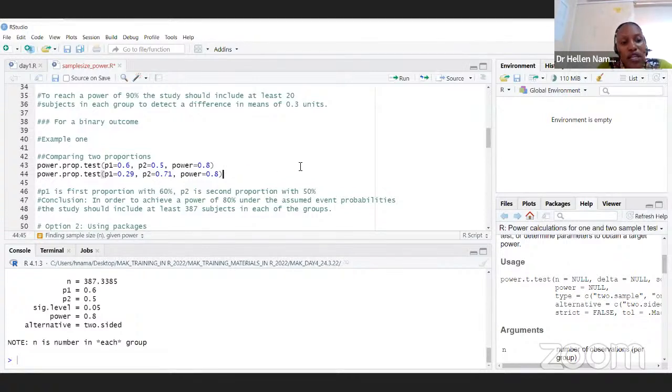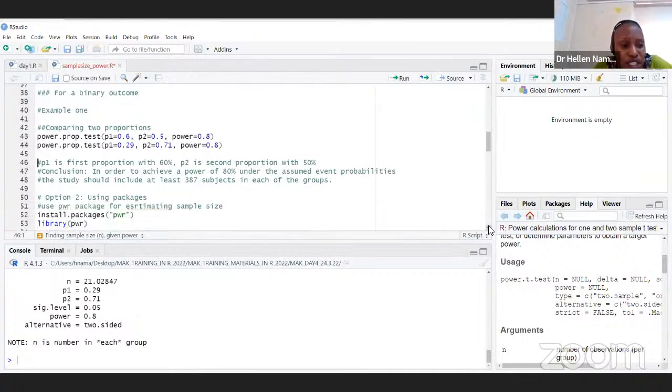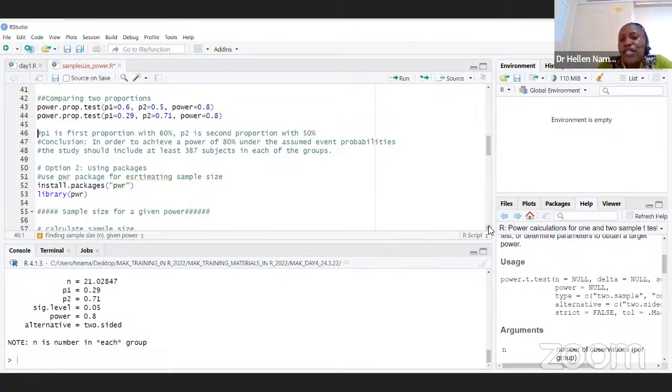And then what about in case I run the second line, what is going to happen? It implies that if group 1 is 0.29, and then group 2 is 0.71, then in each group I'll need 21 individuals or subjects. Those are the inbuilt commands that we can use.